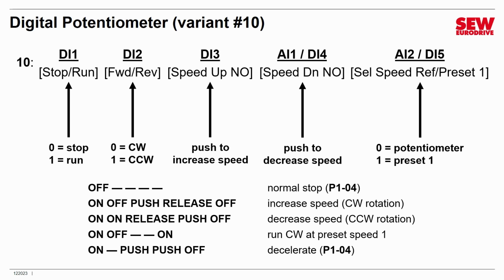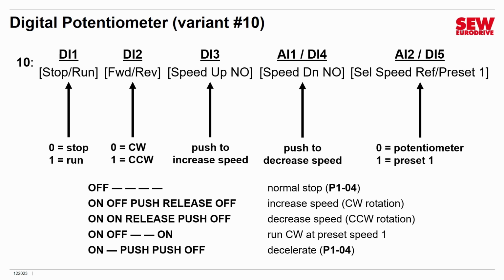You might not know that it exists if you didn't delve into the documentation. If your VFD is running in digital potentiometer control mode, in other words, digital input 1 is on and digital input 5 is off, if you press both push buttons that control the digital potentiometer at the same time, the VFD will start to decelerate using the ramp in parameter 1-04.